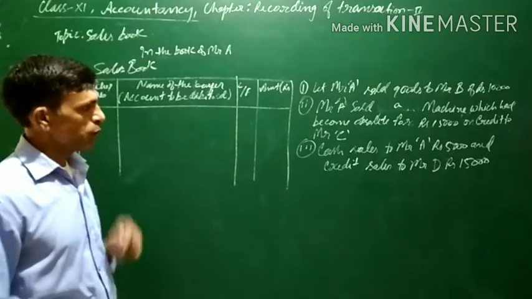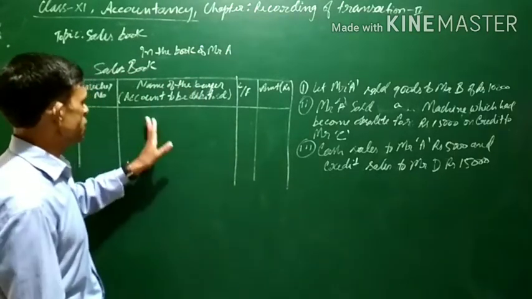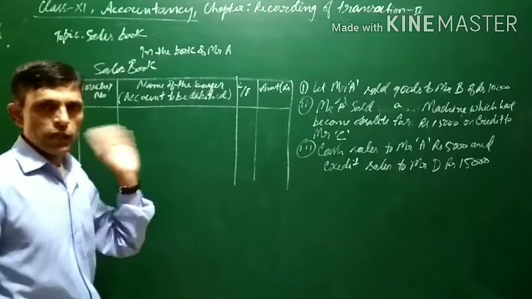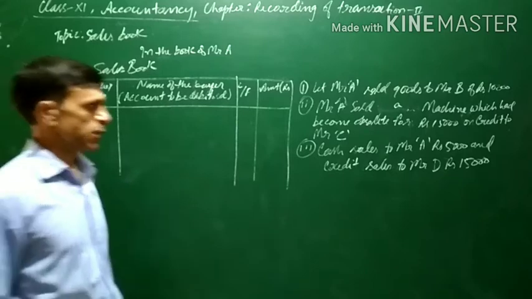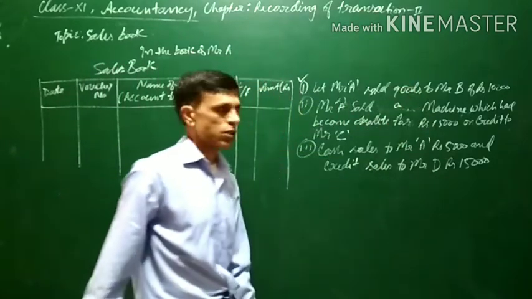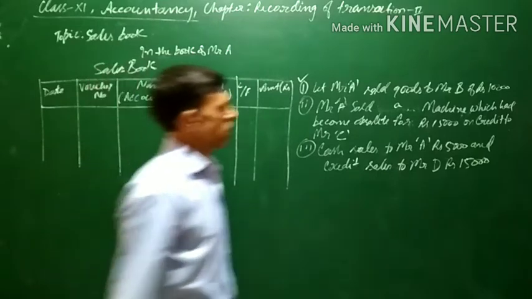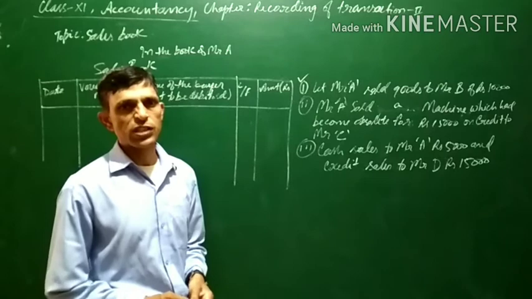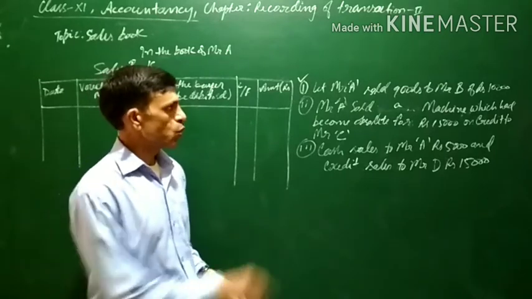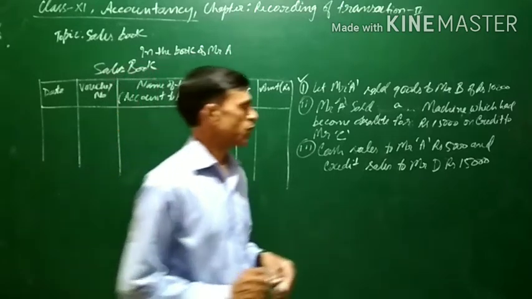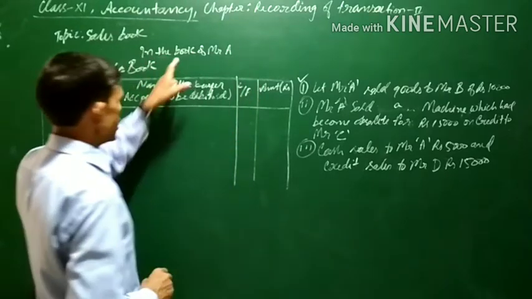So the important thing is that only relevant things which are related with the sales book will be recorded in the sales book. Other things will not be recorded in the sales book. The first important thing is Mr. A sold goods to Mr. B for ₹10,000. As we know, the credit or cash sale is not mentioned, but the name of the party to whom the sales is made is mentioned here. So it will be considered as a credit sale, and accordingly it will be recorded in the sales book. So first of all, Mr. A is selling goods to B.